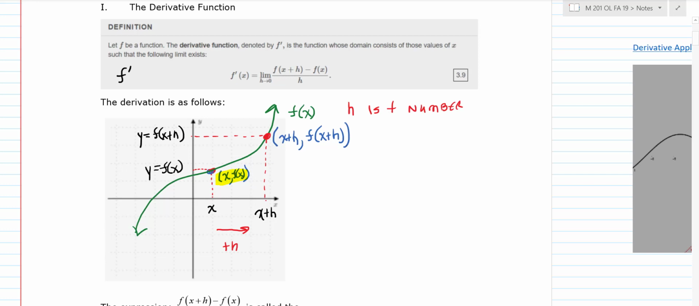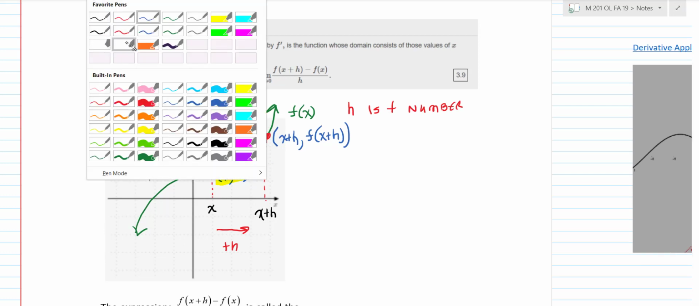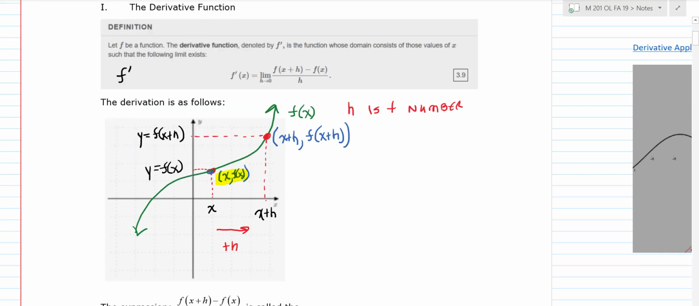Okay? So the other thing that you want to consider is that we start with what we call a secant line. So you want to just draw a line that goes through like that, and that's what we call, to start with, a secant line. Okay, now let's go ahead and derive this formula. Actually what we do is we find the slope. We're looking at the slope of the secant line.